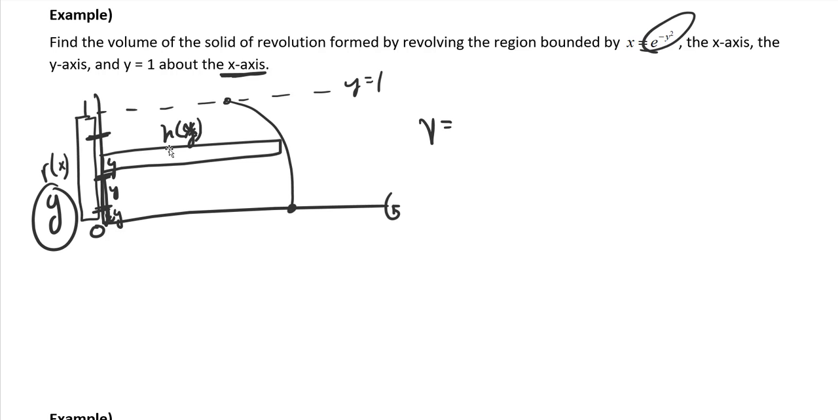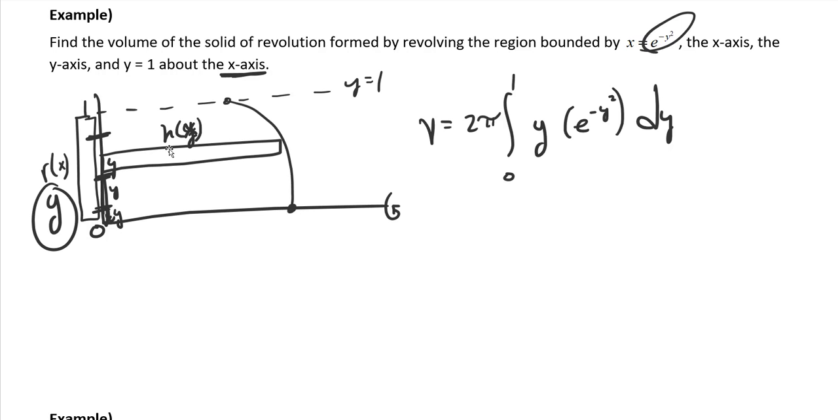So the volume is equal to 2 pi times the integral, because it's about the x-axis, and I have to use my y bounds, so from 0 to 1, of the height, which is our function, e to the negative y squared. Our radius is our y, and that's dy.